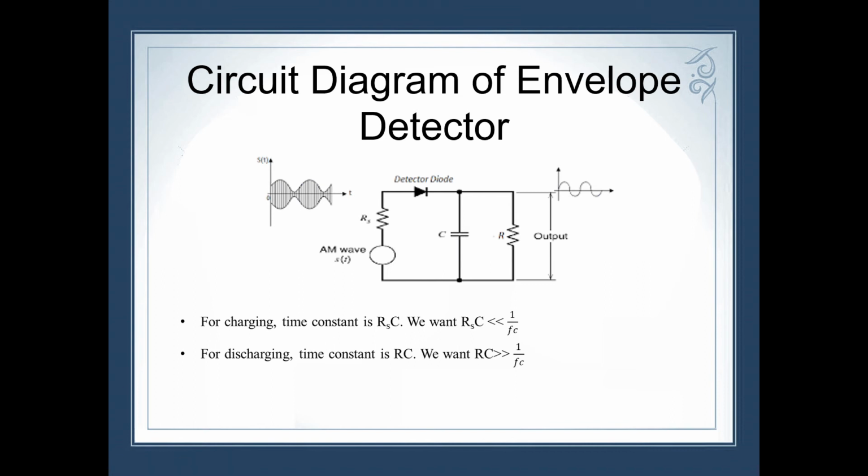So when charging we want Rs times C to be much less than 1/Fc, and here Fc is the frequency of our carrier signal. And when discharging we want the capacitor to discharge very slowly. So we want the time constant RC to be much greater than 1/Fc.